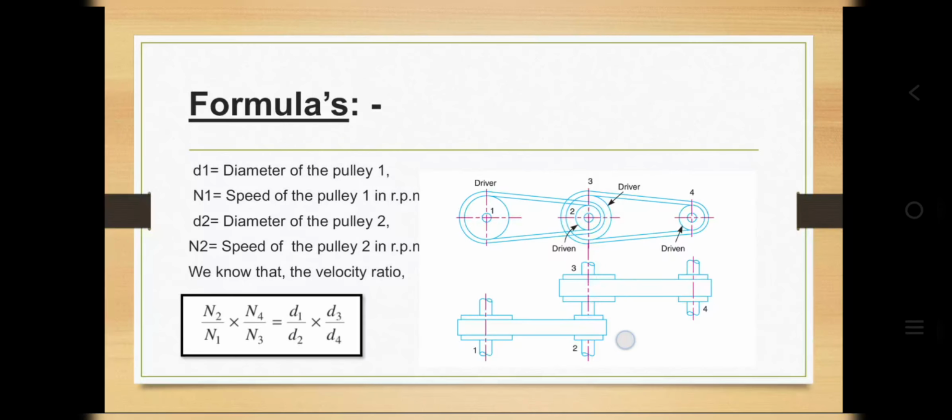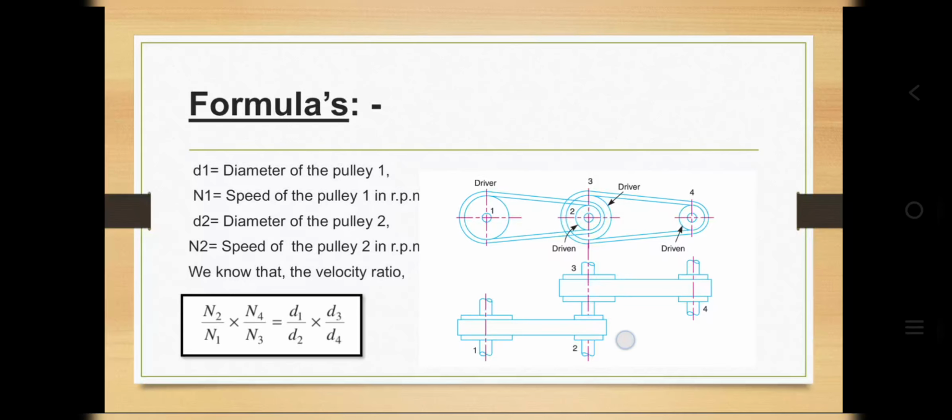Formulas. In this diagram, we see one driver pulley connected to a second driven pulley on a line shaft, which has two pulleys. The first driver pulley is connected to the second driven pulley on the line shaft. On the line shaft, we see the third pulley, a driver pulley, which is connected to the fourth driven pulley.